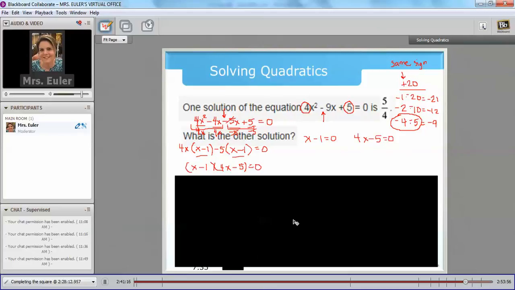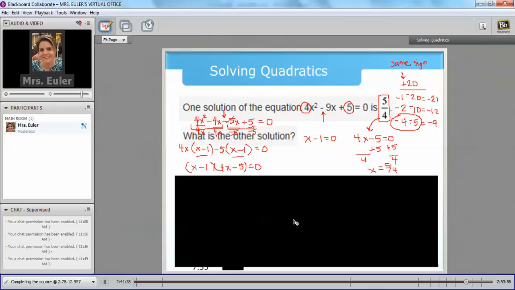You should recognize that this answer, 5/4, that they gave us, comes from this equation. If we add 5 to both sides, and then divide by 4, x equals 5/4. So that's the answer that they gave us.